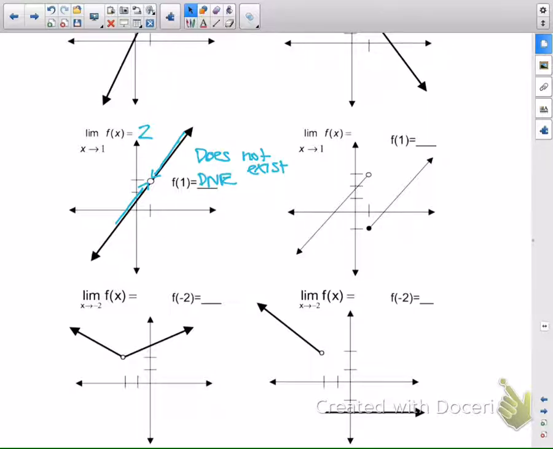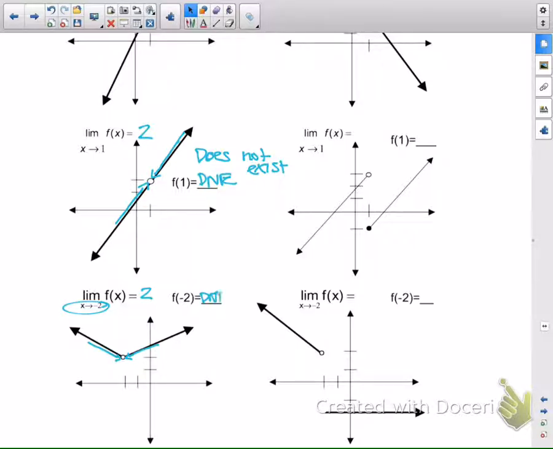If I'm finding the limit as x approaches -2 here, I want to approach the x value of -2 from the left and from the right and see if it's approaching the same number. In this case, those are both converging towards a y value of what? 2. However, because of the hole, what is the actual function value? Does not exist in that case.